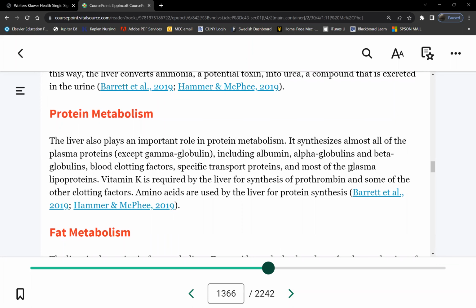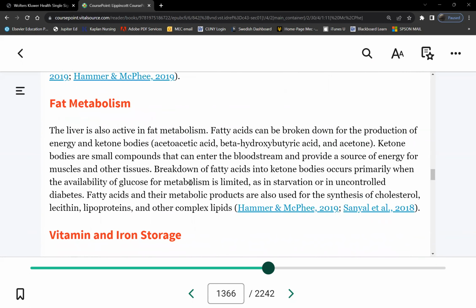So you're damned if you give too much. You're also damned if you don't give enough, right? So it's very hard. So that's why it has a high mortality. And then there's fat metabolism.